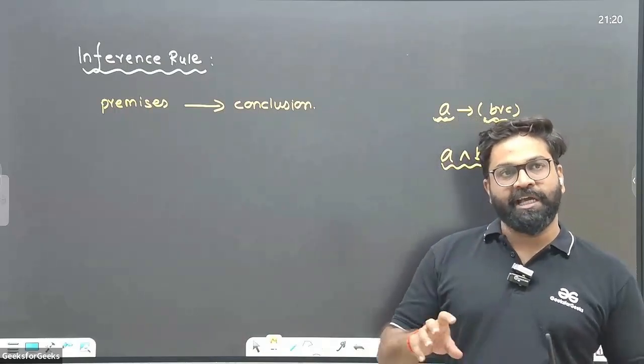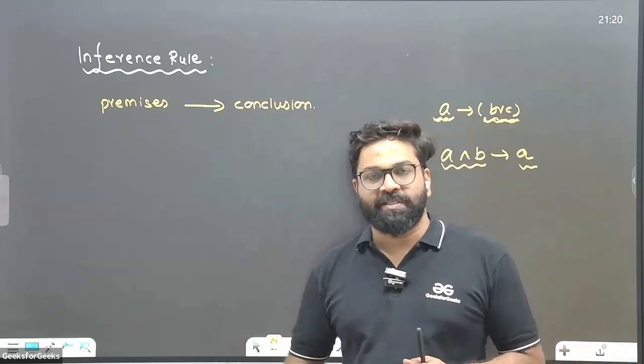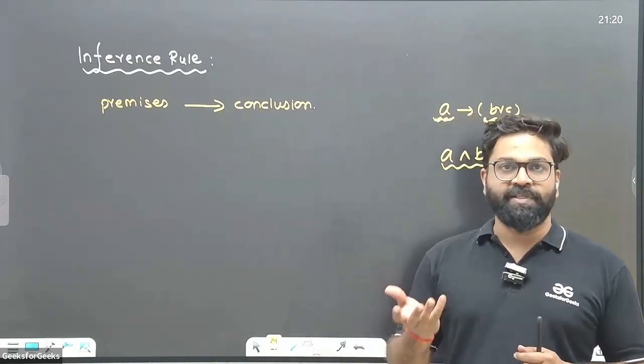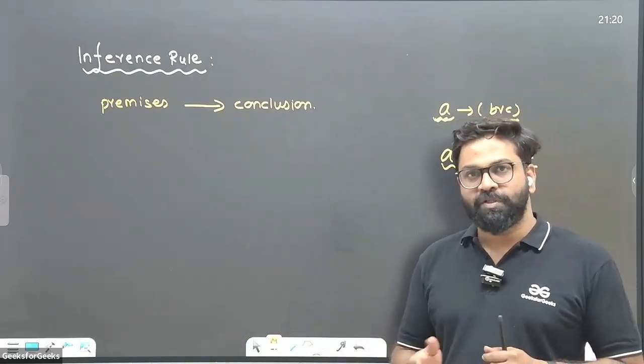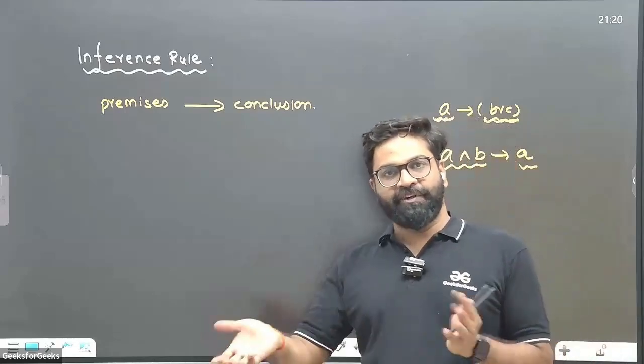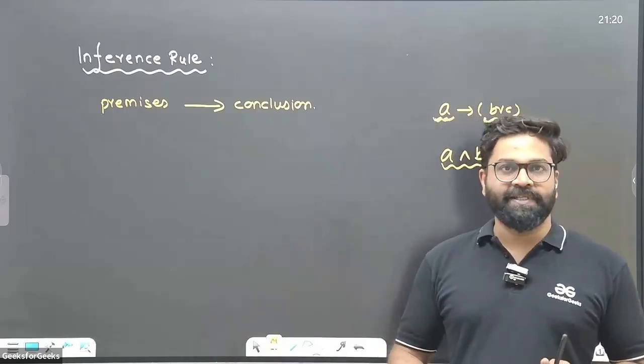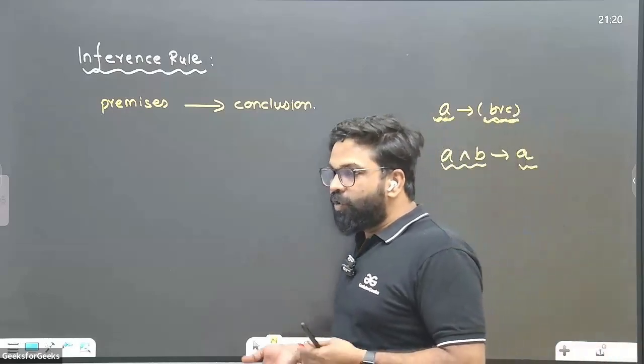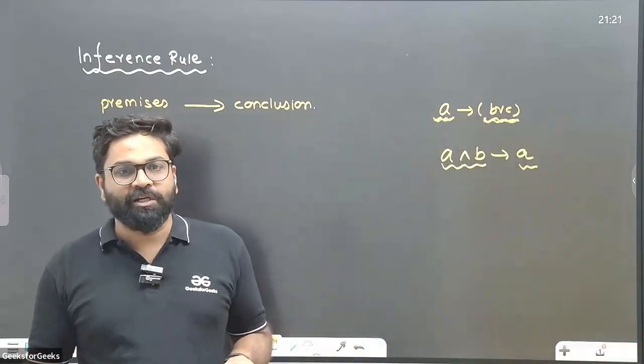Whatever propositional statement has been written on the left side is called the premises. Whatever propositional statement has been written on the right side is called the conclusion. So that's it. It's all about the left and right. Whatever you are writing on the left side is called the premises, and whatever you are writing on the right side is called the conclusion.